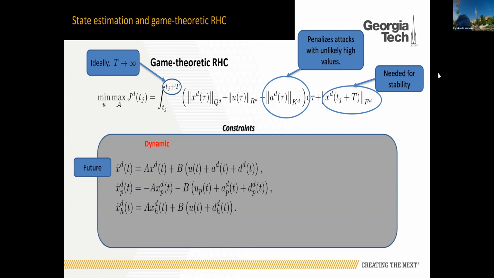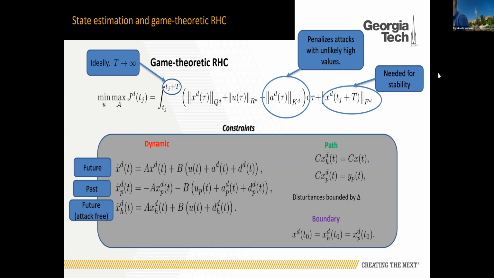Now, this has become a very tricky optimization problem because I have dynamic constraints, which are listed here, because they have to do with the future, the past, and the future attack. And then I have path constraints, and then I have boundary constraints. I don't want to bother you with all these things, but these are all the constraints that you can consider in this problem. Again, we have the dynamic, the path, and the boundary.